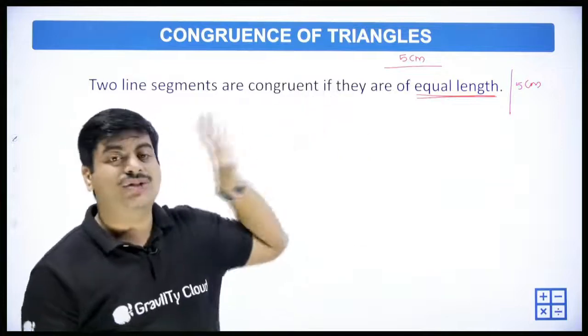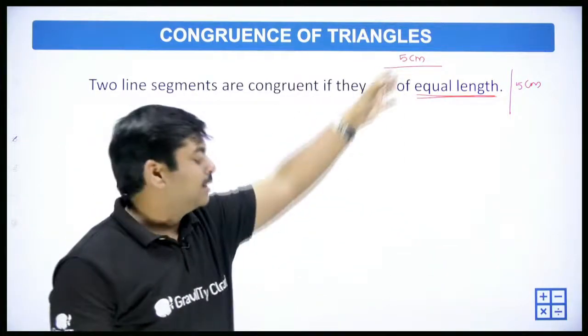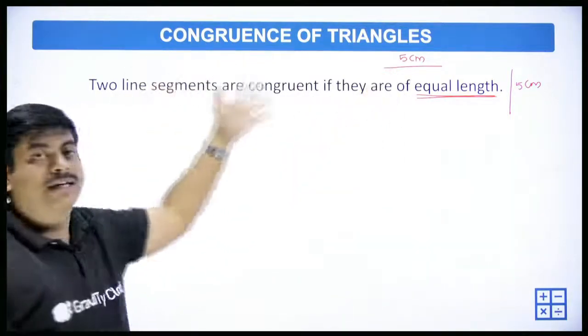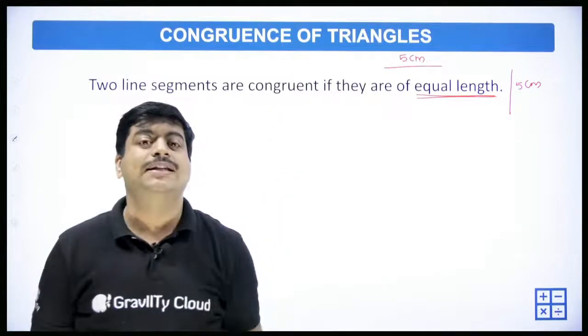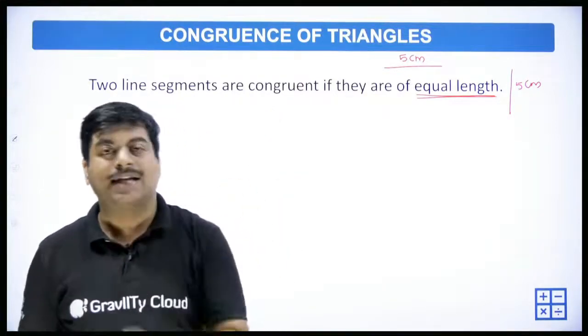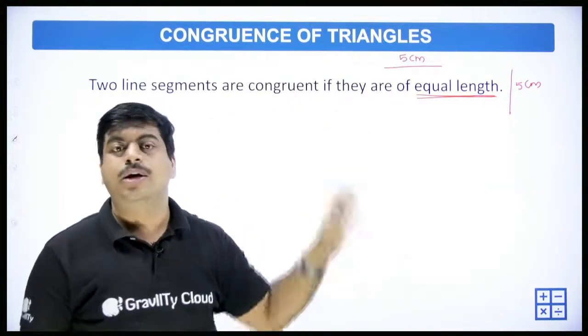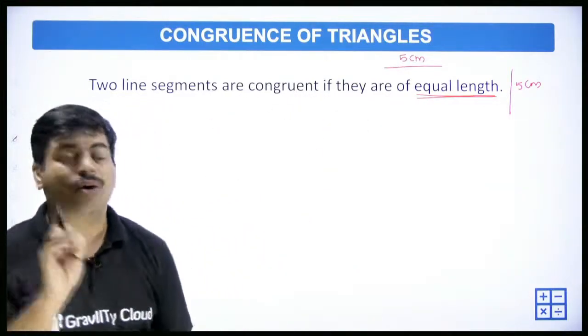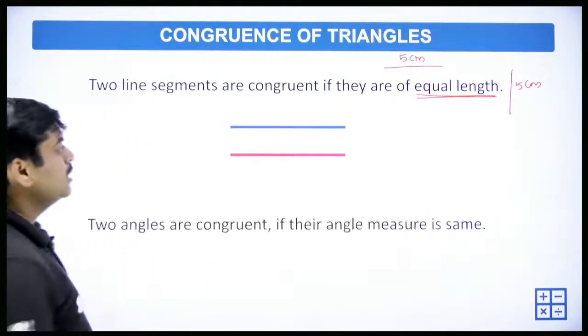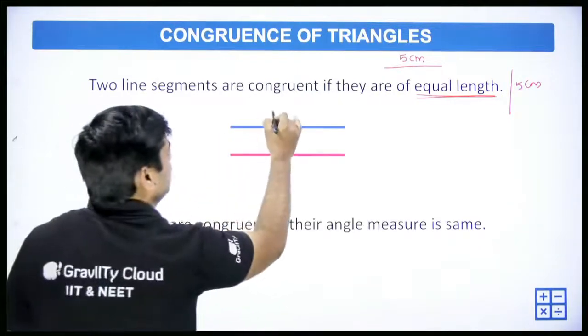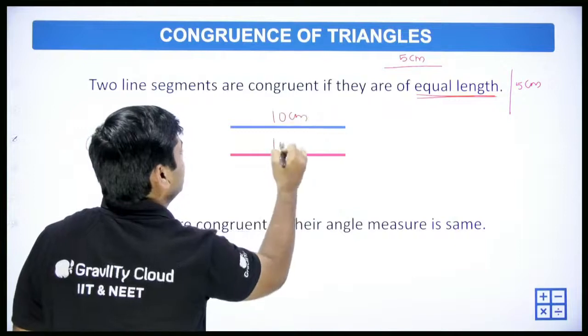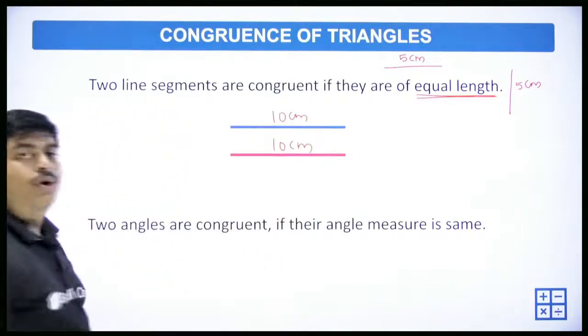They can be placed anywhere. That 5 centimeters can be here, can be here, wherever it is. The point is they should have the same shape and same size. Shape is a straight line and size is 5 centimeters for both of them. So we can say that these two lines are congruent. Let's say this is 10 centimeters, and this is also 10 centimeters. So we can say these two are congruent.